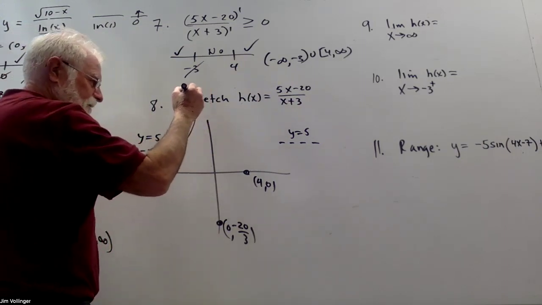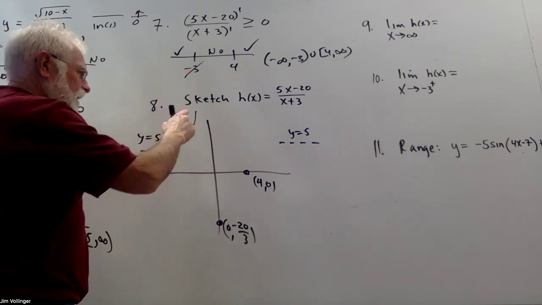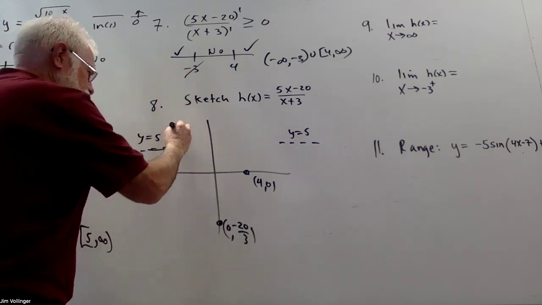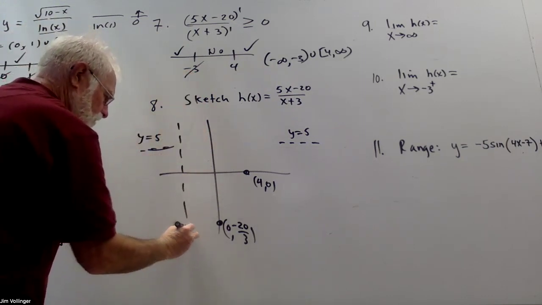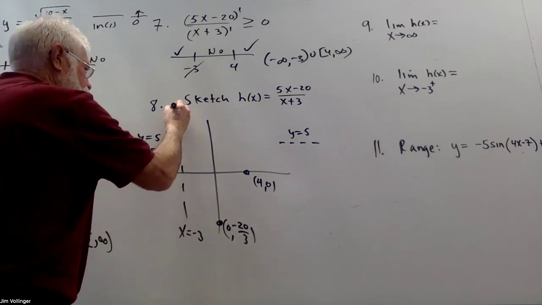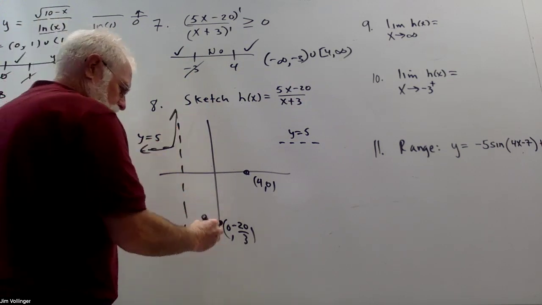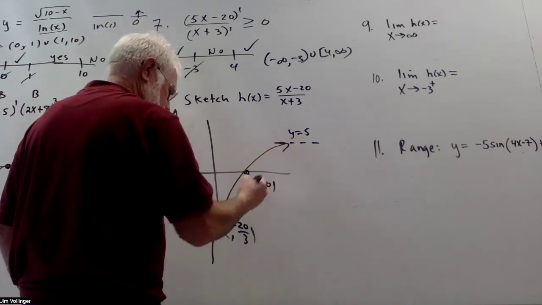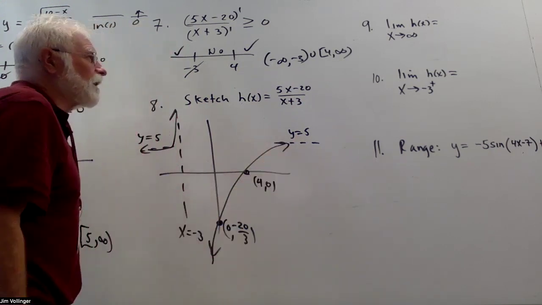No other x-intercepts. Where's the asymptote? -3. So I got to put that in first. X equals -3. So whoop, whoop, whoop, whoop. What other questions did I ask?